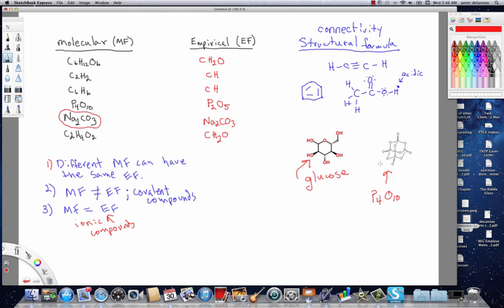So the structural views, just to finish very quickly, show you how the atoms are connected and tell you something about the shape of the molecule if you have a little bit more information.